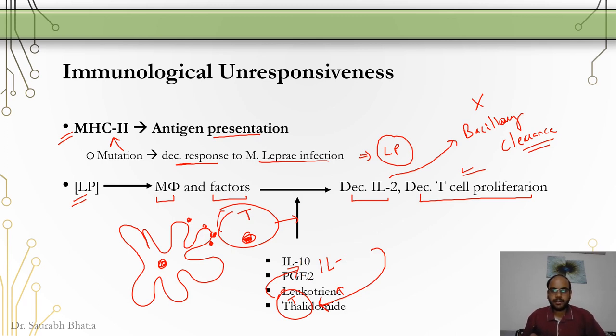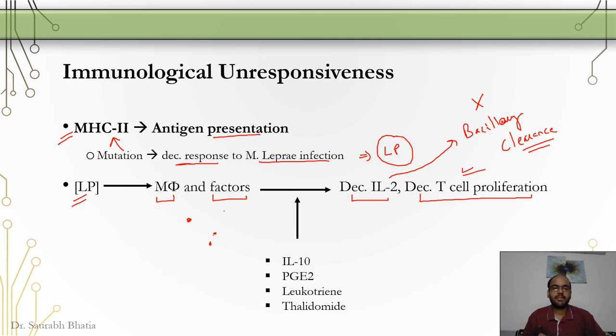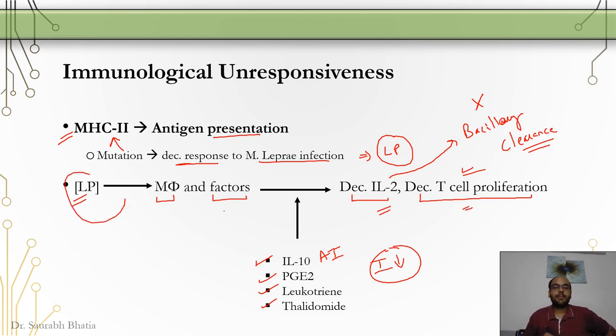So, let me just get rid of all this writing. Yeah. So what happens is, when we are talking about macrophage and other factors, other cytokines like interleukin 10, which I've told that it's an anti-inflammatory cytokine, prostaglandin E2, leukotriene, thalidomide, these are all immune decreasing cytokines or immune decreasing factors. And in the presence of these factors, there will be decreased interleukin 2 formation, there will be decreased T cell proliferation, and you will have the lepromatous pole of leprosy. Clear on that?